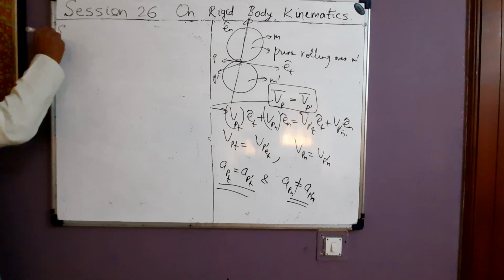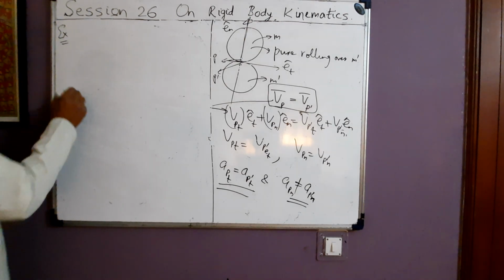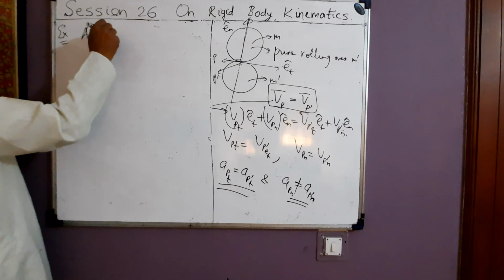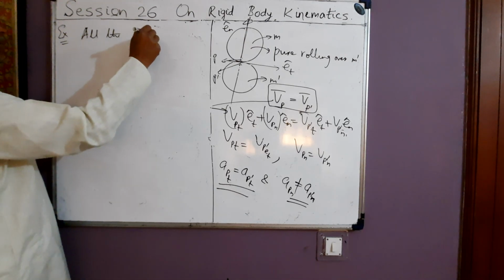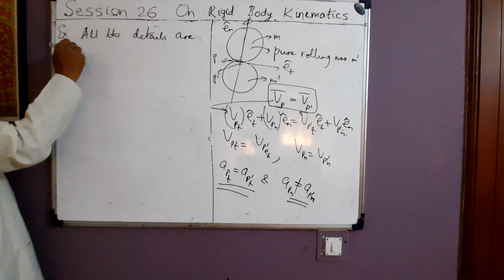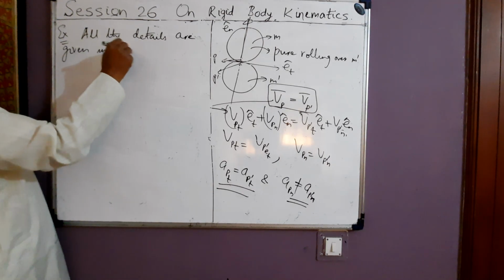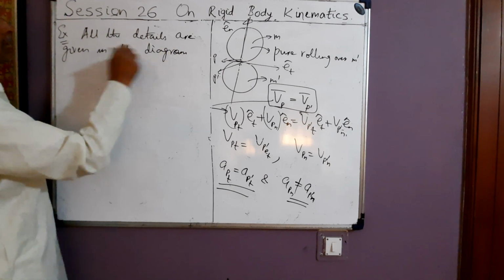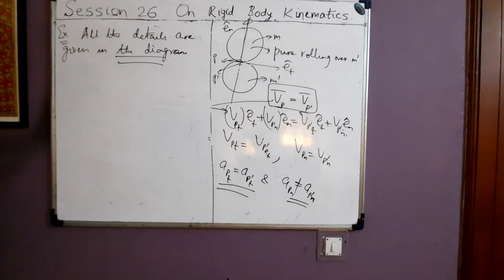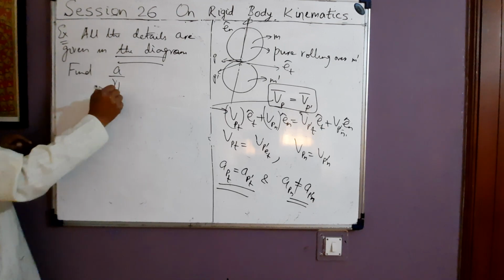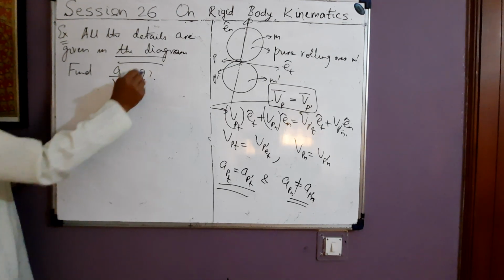I'll take up an example to demonstrate the concept involved. All the details are given in the diagram. Find the value of A by R beta.